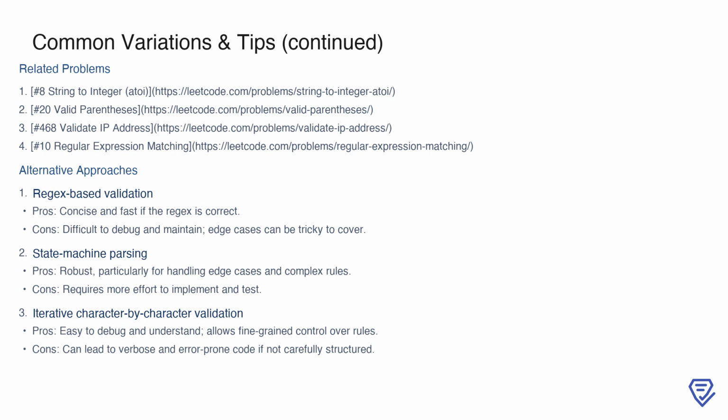When considering alternative approaches, regex-based validation is a quick and concise option, but it can be difficult to debug and maintain, especially with tricky edge cases. On the other hand, state machine parsing offers robustness and is particularly useful for handling complex rules, though it requires more effort to implement and test. Finally, iterative character-by-character validation provides fine-grained control and is easier to debug, but it can lead to verbose or error-prone code if not carefully structured. Each approach has trade-offs, so choose the one that best balances clarity, performance, and maintainability for your specific use case.